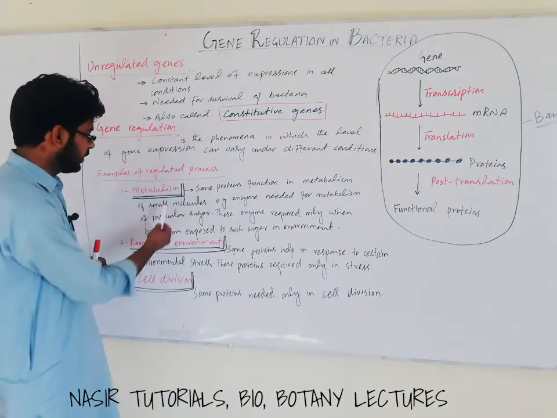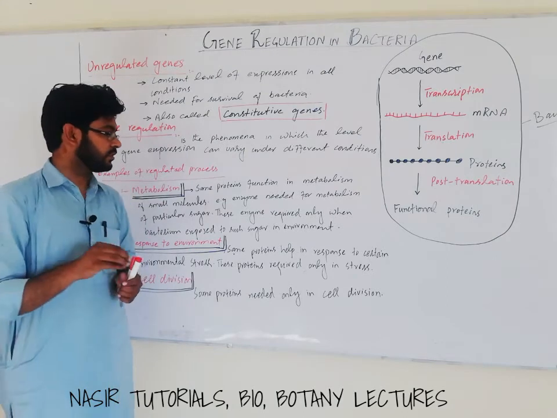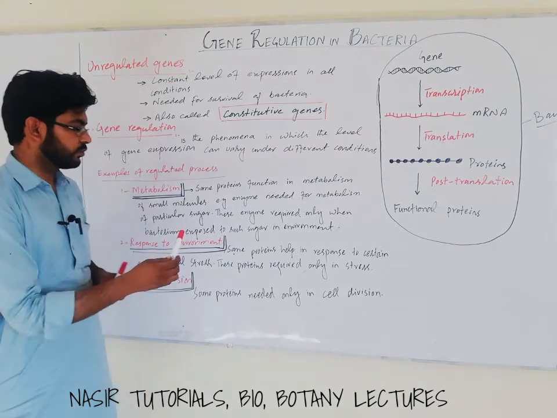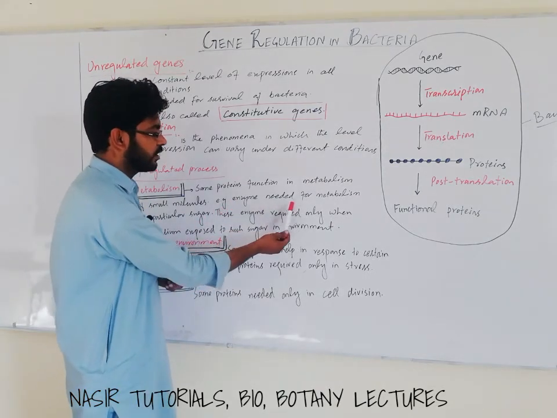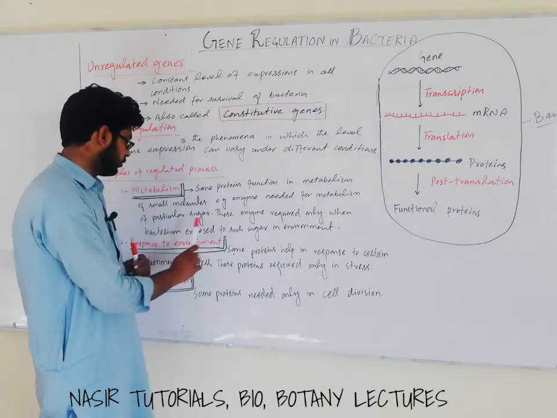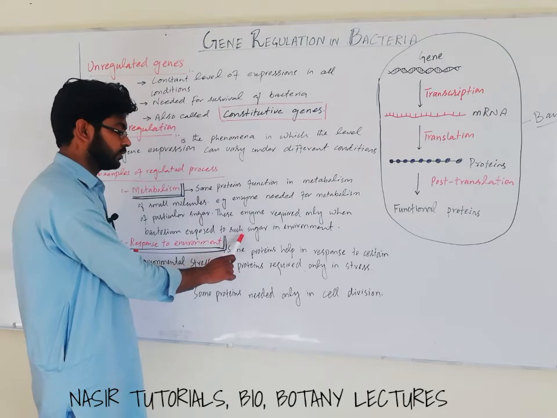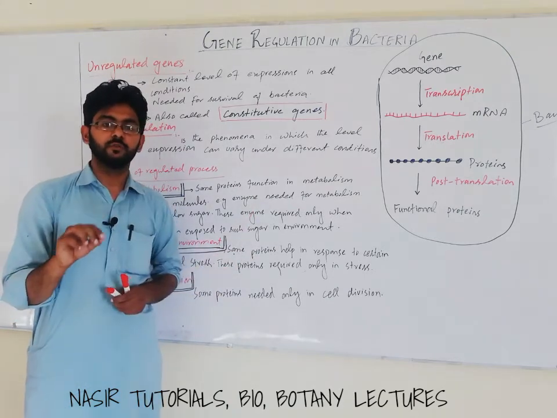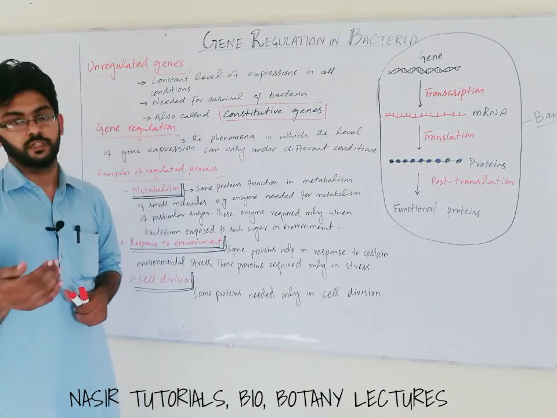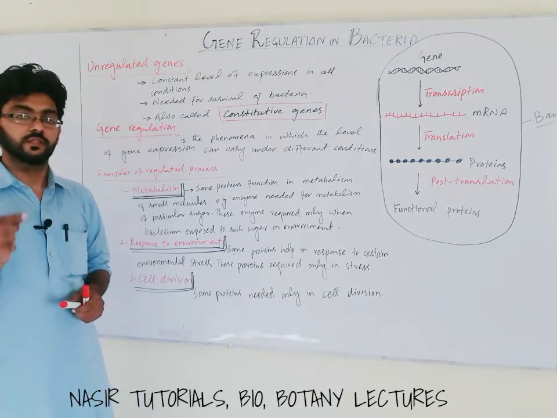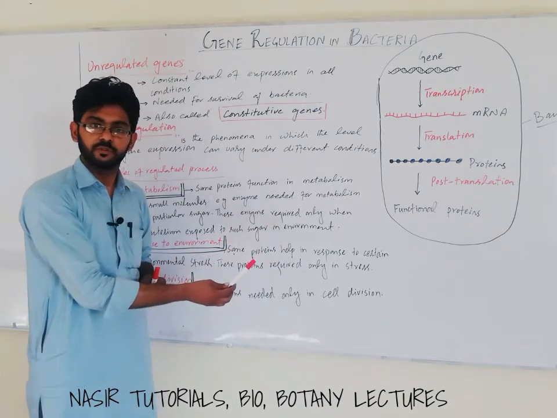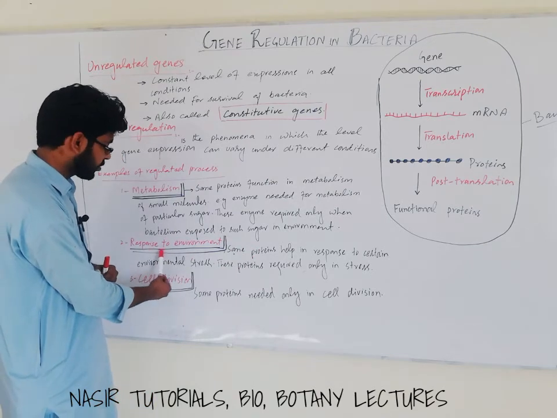For example, in metabolism, some proteins function in the metabolism of small molecules. They are only produced when, for example, the enzymes are needed for the metabolism of a particular sugar, and the enzyme is required only when the bacterium is exposed to such sugar in the environment. If that sugar is present in the environment, they produce an enzyme for the metabolism of that sugar. And if that sugar is not present, they will not produce the enzyme for the metabolism of that sugar.